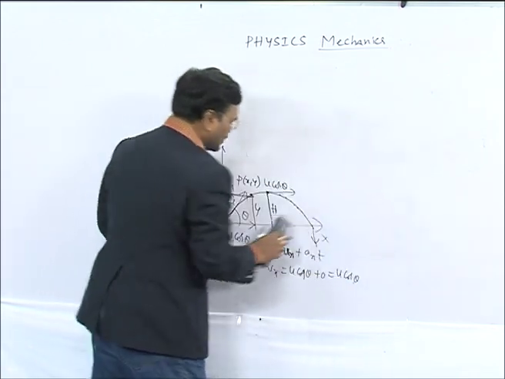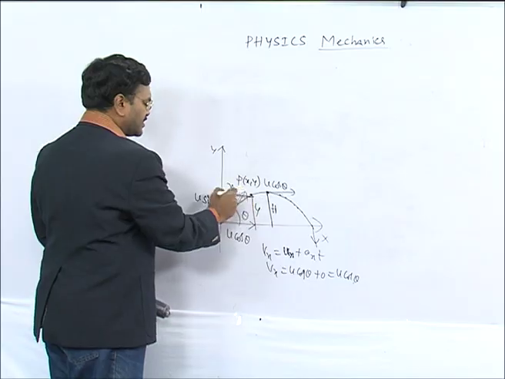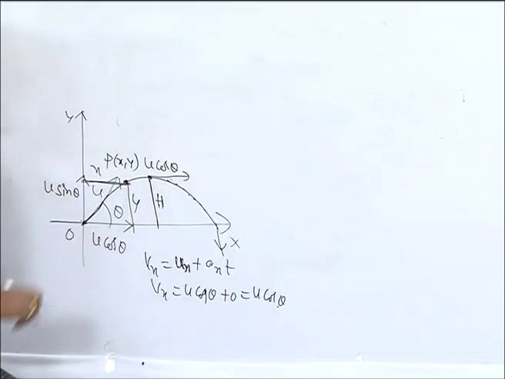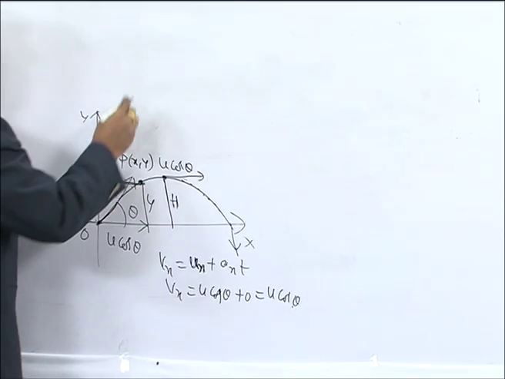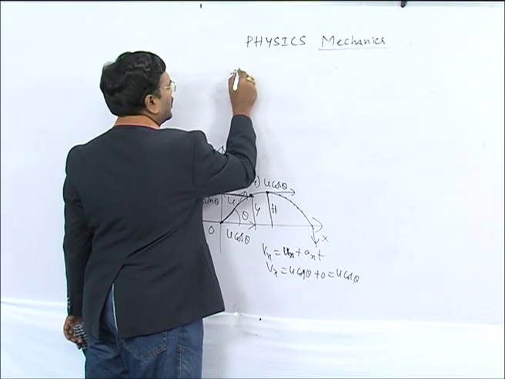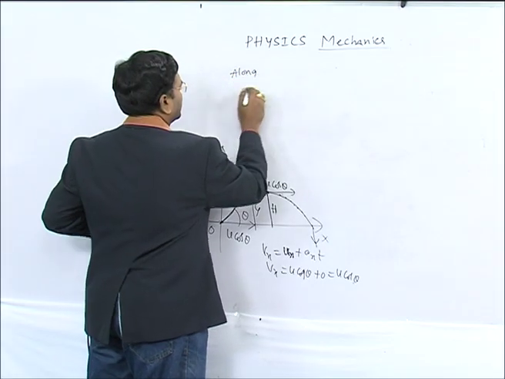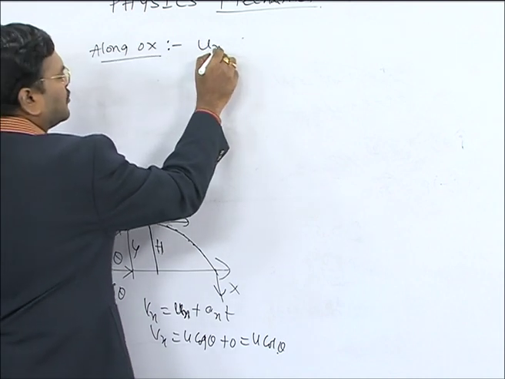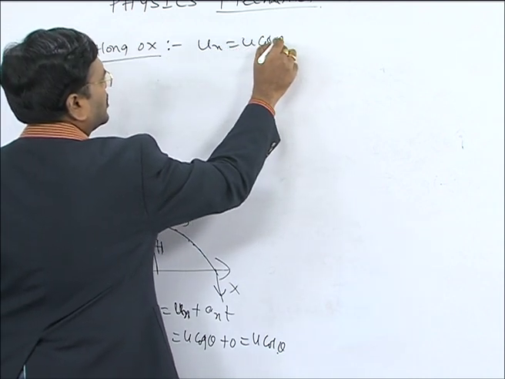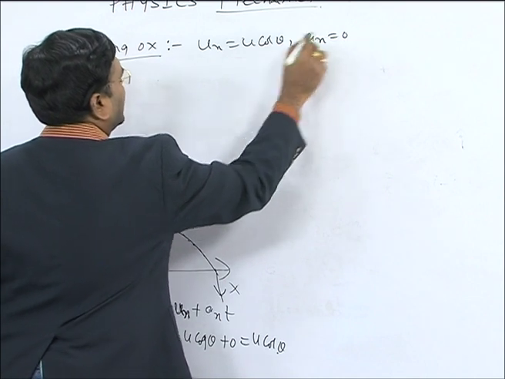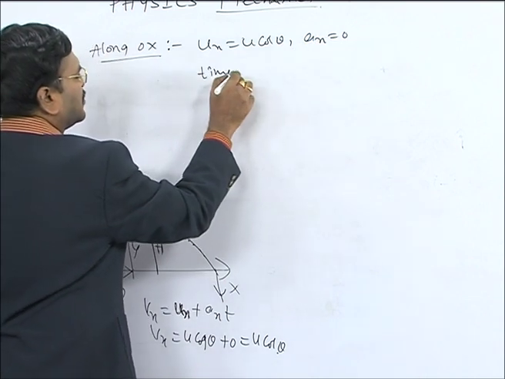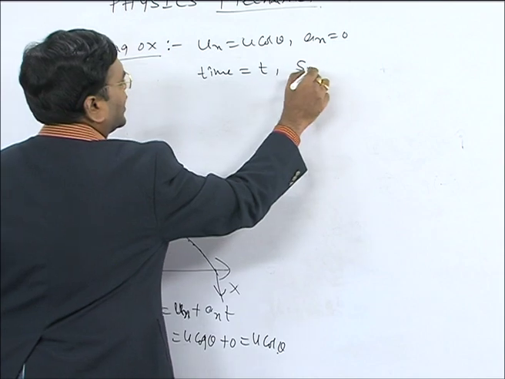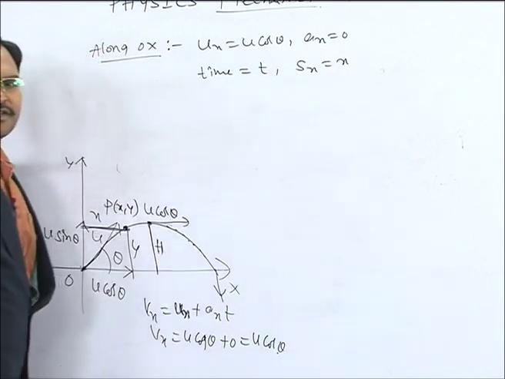Suppose the projectile is at point P after time t seconds. Now consider Sx along Ox. What is the initial velocity? Ux is u cos theta, Ax is 0, and time is t. Sx is equal to x.